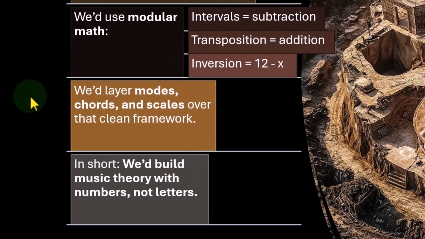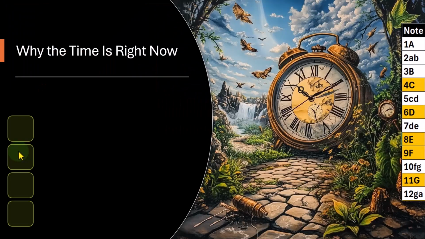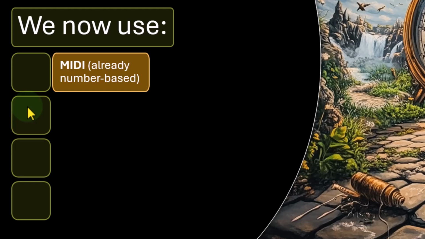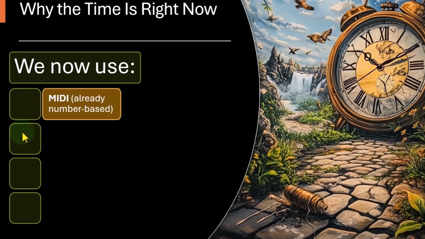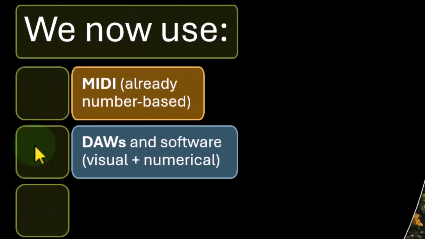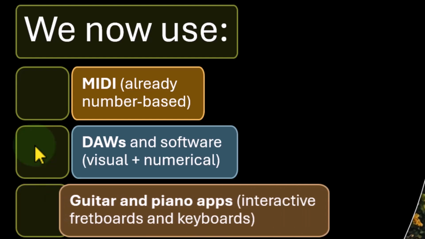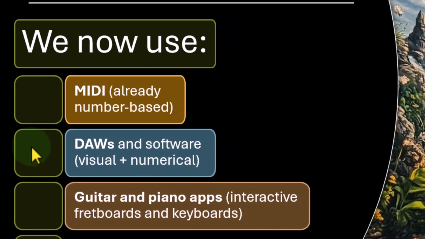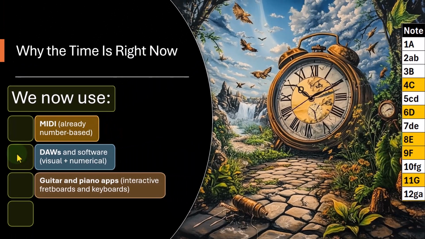So in short, we'd build music theory with numbers, not letters. That's the general idea. The time is a good time right now, because we have software like MIDI, which is already number based. Again, you can argue about whether C is 0 or C is 1, or A is 1, or whatever. But we have DAWs and software that are visual plus numerical. So obviously any of the database programs being used are doing this, because this is the conversion you have to do.